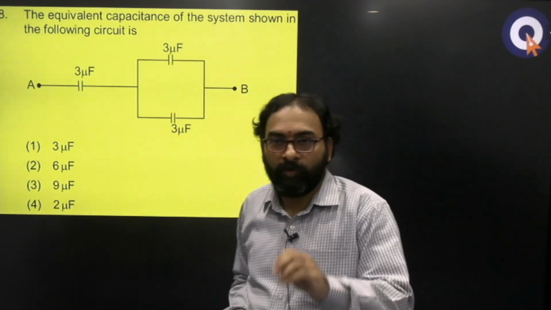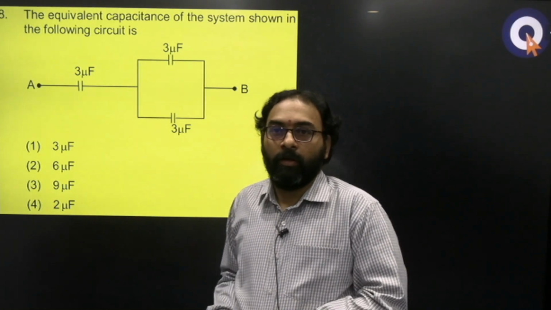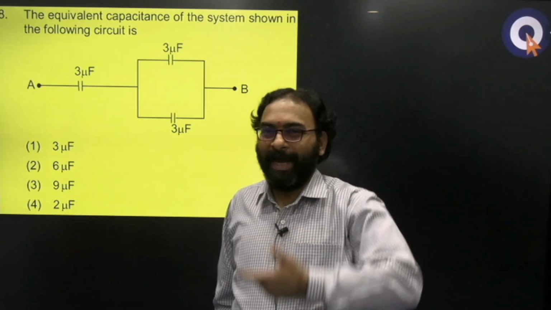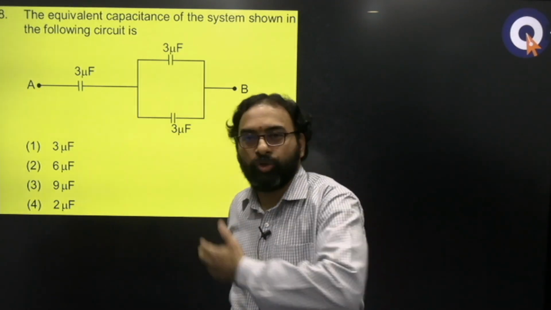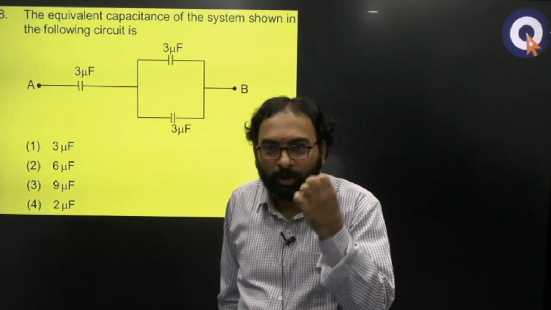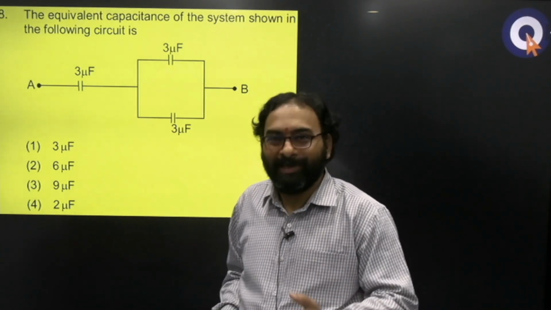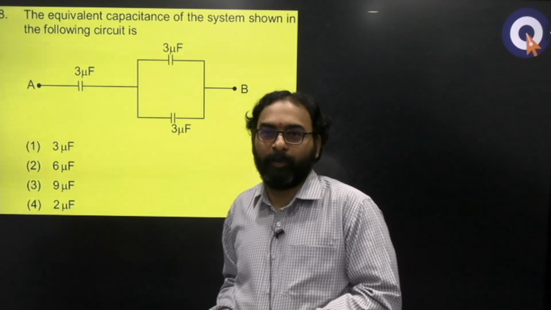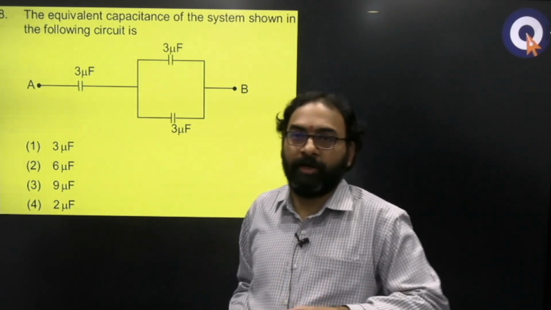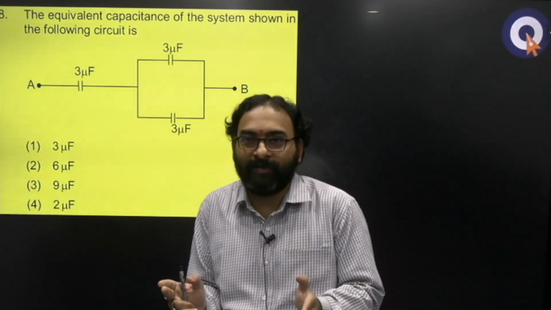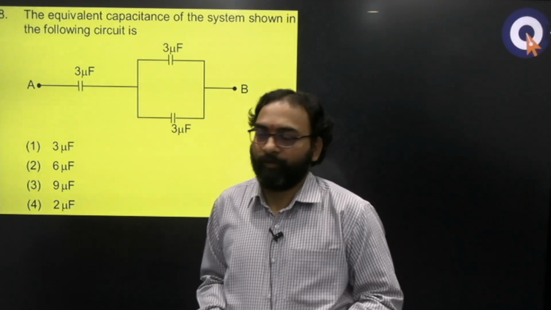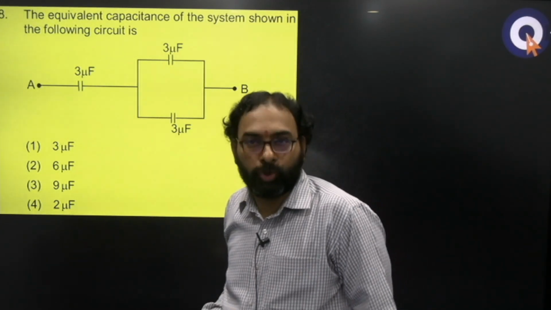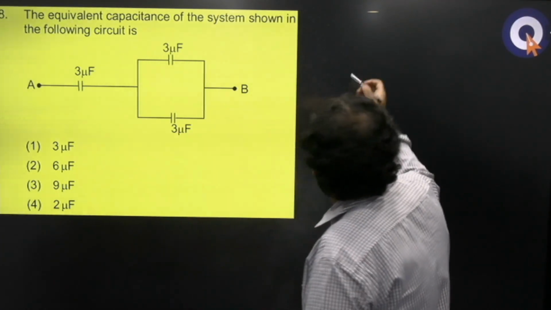See here, very simple and easy questions. The questions are so easy: by calculating a few questions you can attempt them, and by knowing the concept a few questions you can attempt easily. We can say it's a very moderate and easy paper. Few questions are moderate and the majority are easy. Simply you can answer, like the equivalent capacitance of the circuit shown. So equivalent capacitance, very simple.